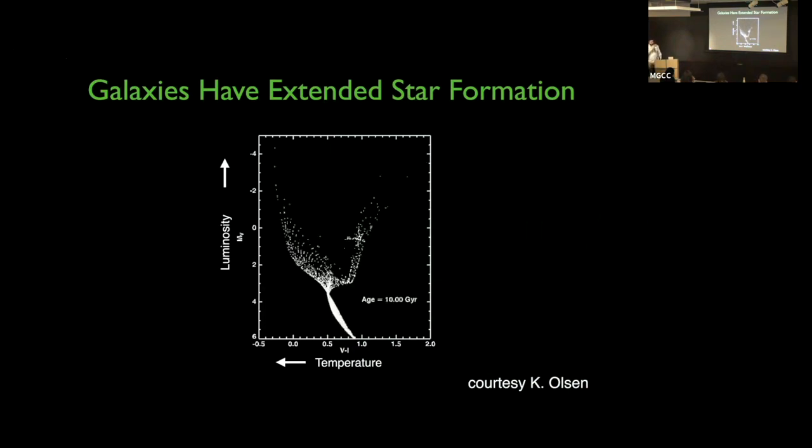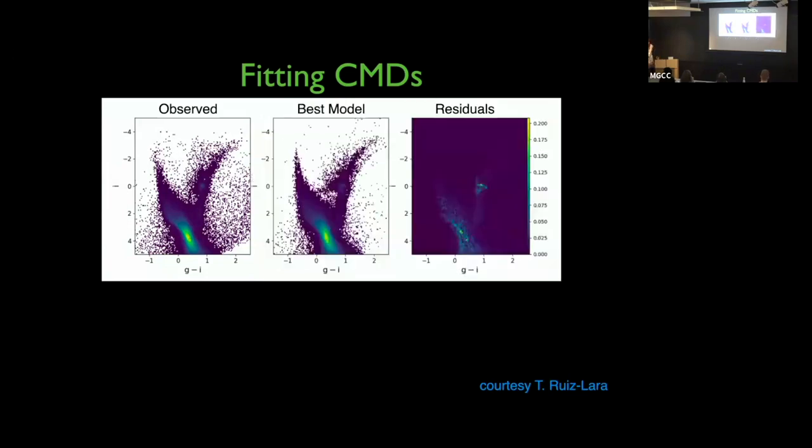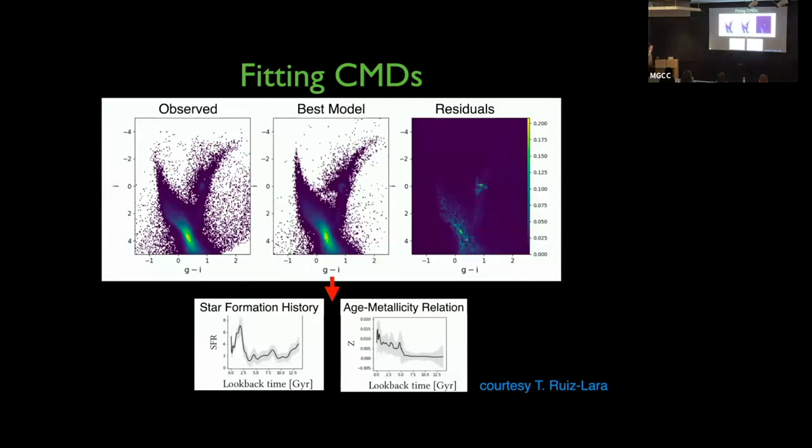But we can solve this by taking the CMD of a galaxy, like we see here, of the LMC, and you break it up into various regions that you're trying to focus on, and then you model it as a superposition of different populations, different ages, and different metallicities. So here's the best fit model and the residuals, and what you get out is the star formation history, so the star formation rate versus look back time, and also the age-metallicity relationship. So that's the general idea.